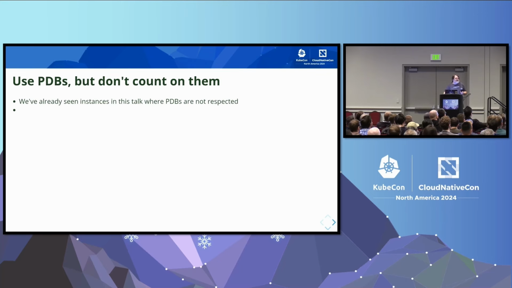Use your pod disruption budgets. Don't count on them, though. Because the other footnote to PDBs is they only protect you from voluntary disruption. If a node just hard goes down, PDB doesn't matter. There's nothing Kubernetes can do about a physical node failure. So if you're counting on PDBs to be the end-all, be-all, they're not.